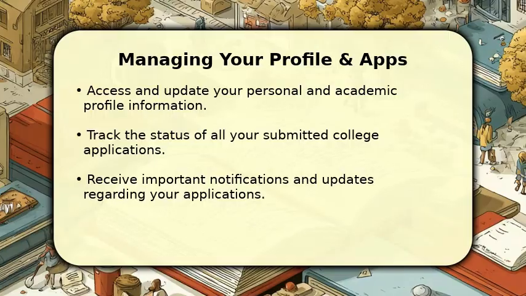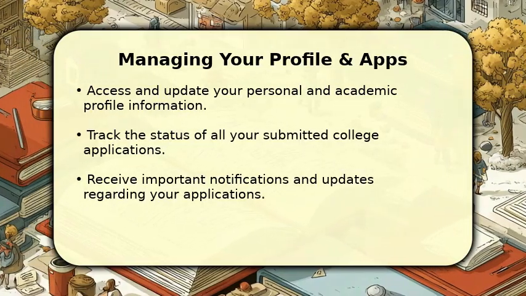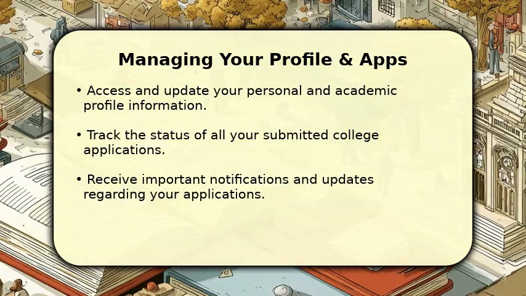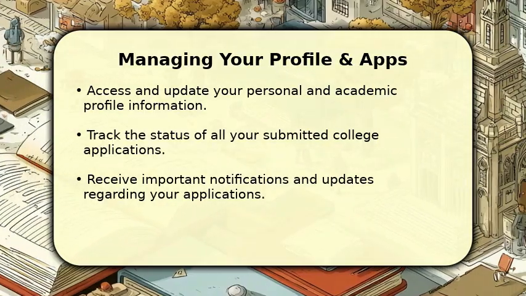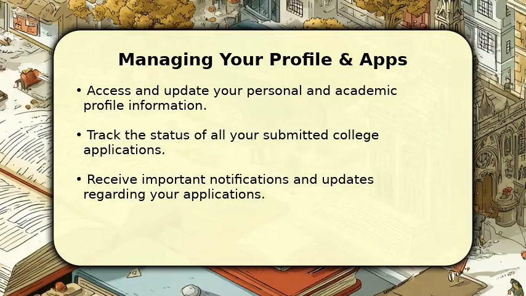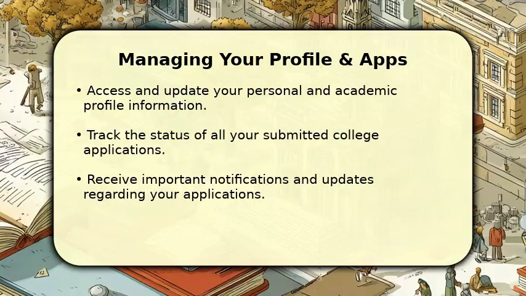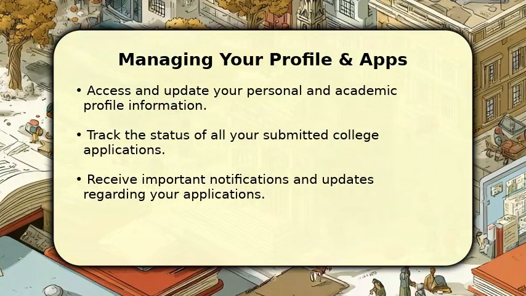Your profile is your central hub. Tap on the profile icon to manage all your personal and academic details. It's crucial to keep this information updated for accurate applications. Here, you can also track the real-time status of every application you've submitted, seeing if it's pending, reviewed, or accepted.